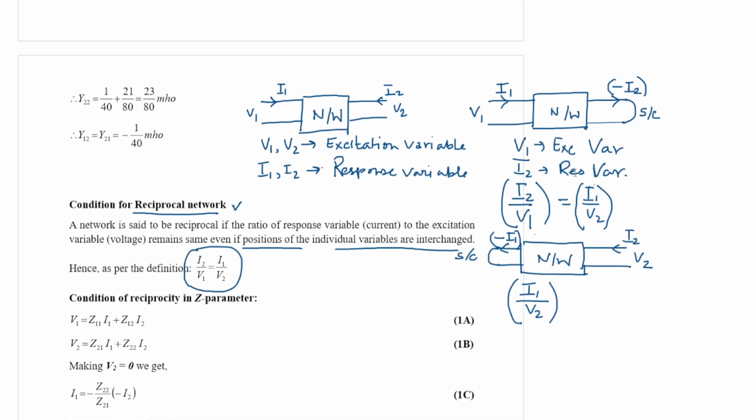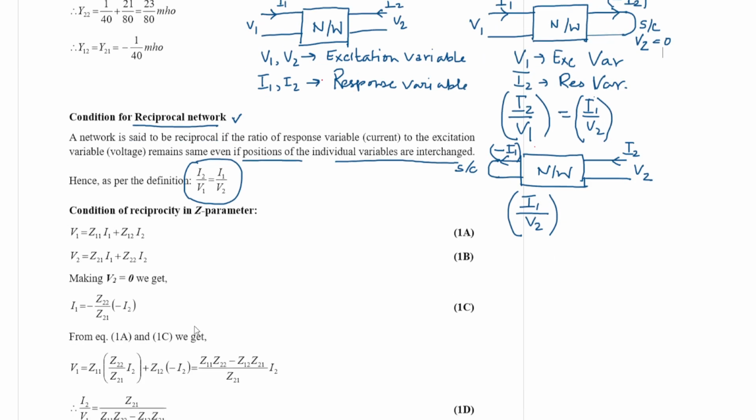Now, one of the primary components, or rather you can say standard procedure to calculate the different conditions of reciprocal network, is that you must short circuit the other side. That means if you are exciting the network from input side, you must short circuit it from output side. That means you must make V2 equal to 0 in order to short circuit it. Okay, so that is the normal procedure.